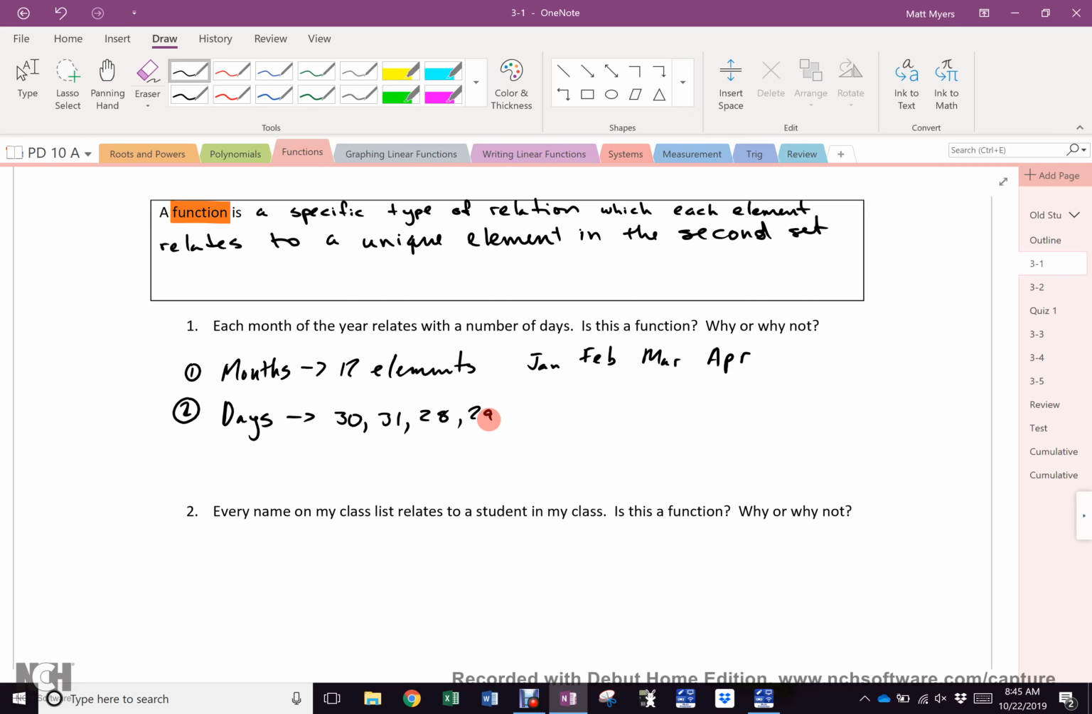So now, let's actually do the relation. What element from set two does January relate to? What element from set two does February relate to? 28 and 29. What does March relate to? 31. What does April relate to? 30. Now you can see that this cannot be a function, can it? Because February has two possible outcomes, right?